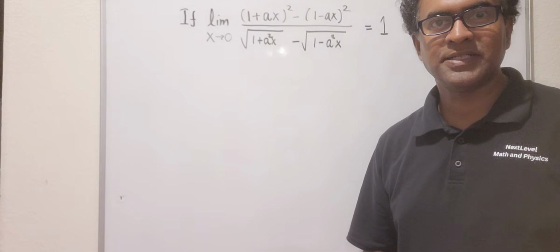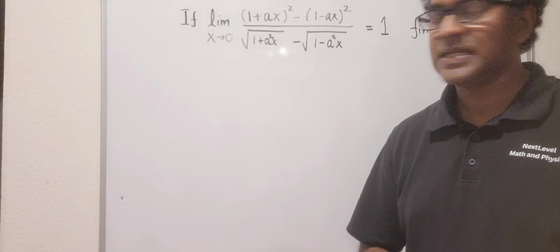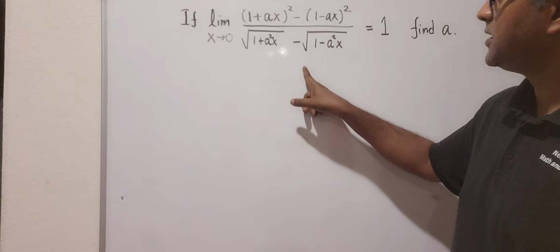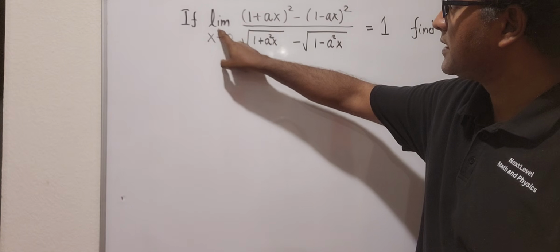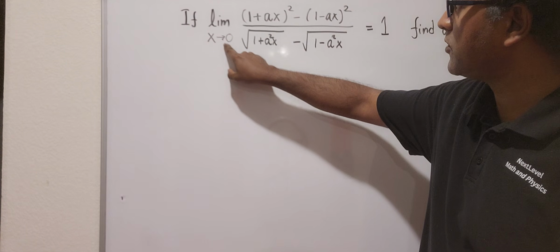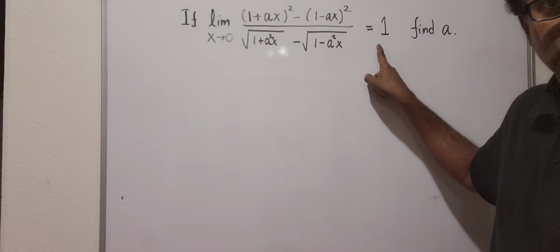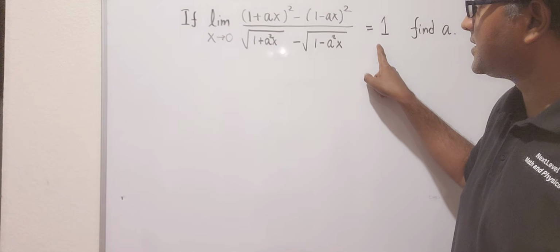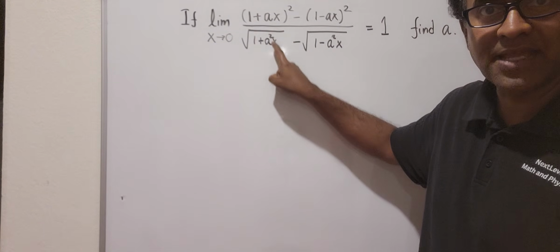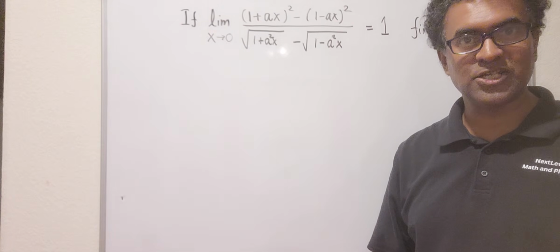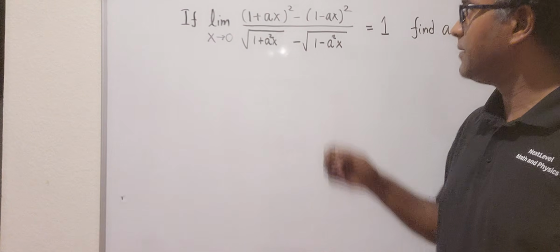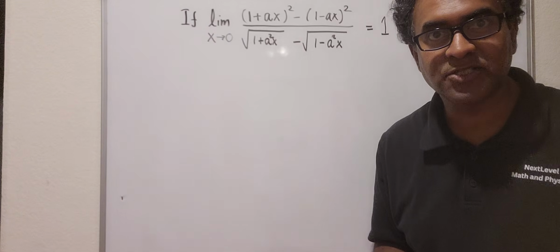So today I'm going to discuss a limit problem. Here I have a function: the limit as x goes to 0 of the function is equal to 1. If that's the case, find a. So that's what I need to do. I need to find a. You can see it's basically algebra.